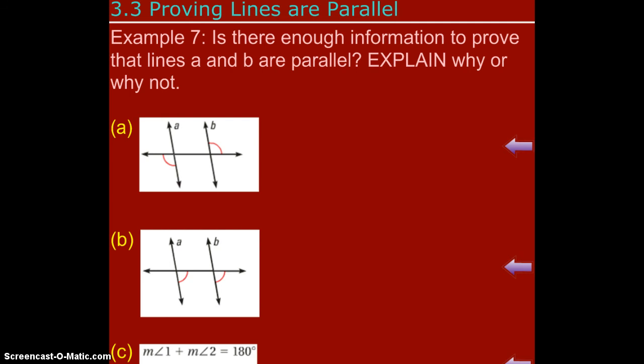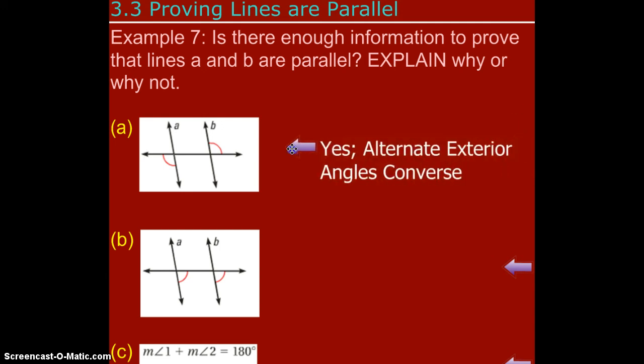Please take a look at these examples here. Is there enough information to prove that lines A and B are parallel? Explain why or why not. Take a look first at A. Decide whether or not you think you have enough information to say that A and B are parallel to each other. Yes, the alternate exterior angles are congruent. Therefore, by the alternate exterior angles converse, you can say that those two lines have to be parallel.